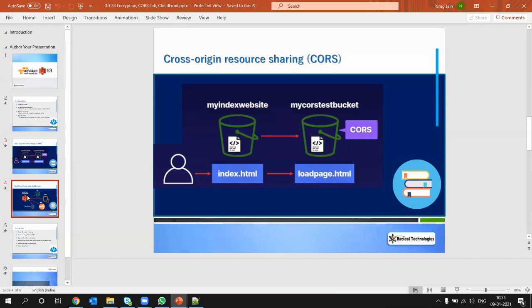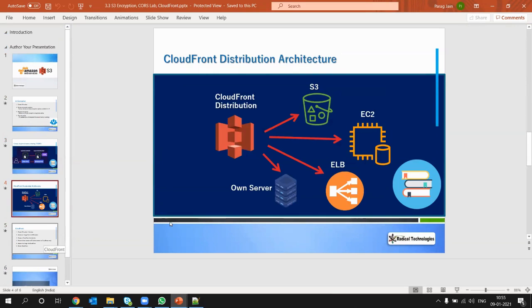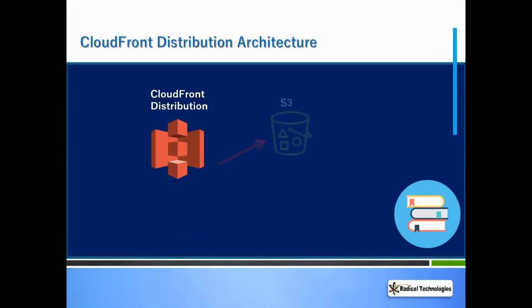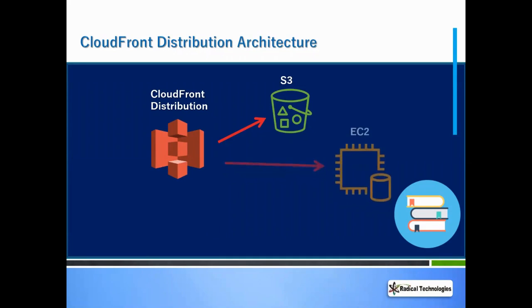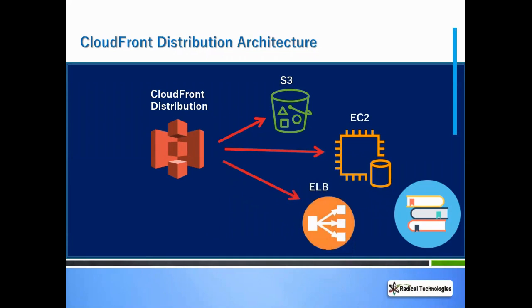What we'll do now, we'll create a CloudFront. As we know, CloudFront supports different services: S3, EC2, Elastic Load Balancer, and your own server. So you can cache your data from these origins. These are all origins.